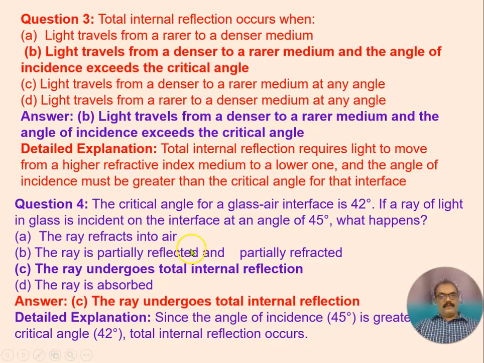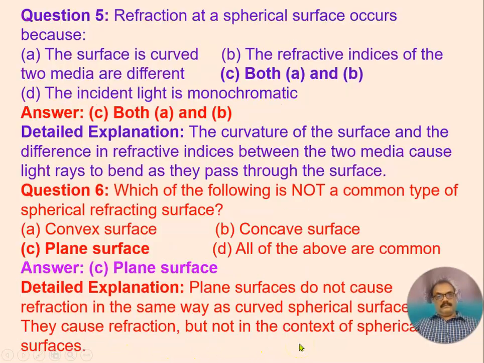A. The ray refracts into air. B. The ray is partially reflected and partially refracted. C. The ray undergoes total internal reflection. D. The ray is absorbed. Answer C. The ray undergoes total internal reflection. Detailed explanation. Since the angle of incidence, 45 degrees, is greater than the critical angle, 42 degrees, total internal reflection occurs.